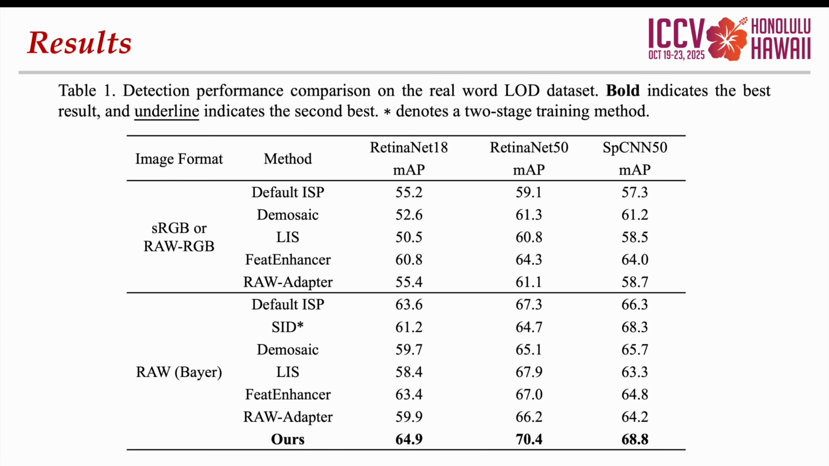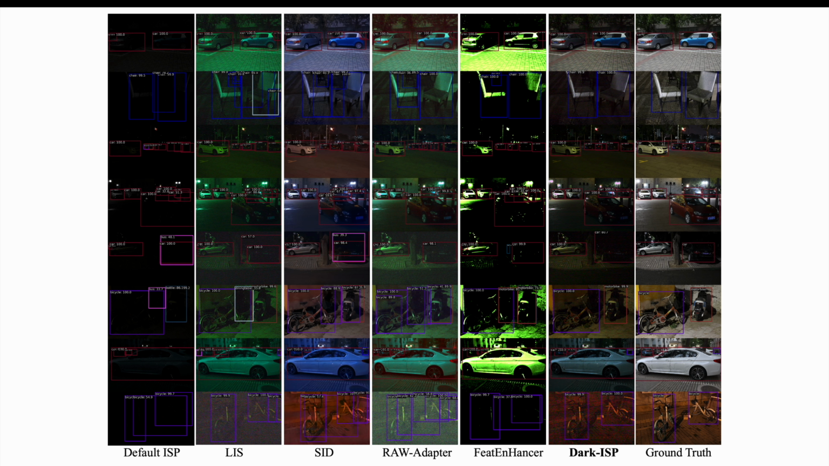Now, I will show some experimental results of our Dark-ISP. The results on the LOD dataset show that compared to other methods, our approach achieved the best performance, highlighting its ability to better leverage and extract useful information from bare raw data in dark environments. This visualization also demonstrates that, in terms of visual quality, the images enhanced by our proposed Dark-ISP are closer to the ground truth normal RGB images, indicating it has successfully learned the necessary transformations to align raw domain images with the RGB domain of the trained backbone.